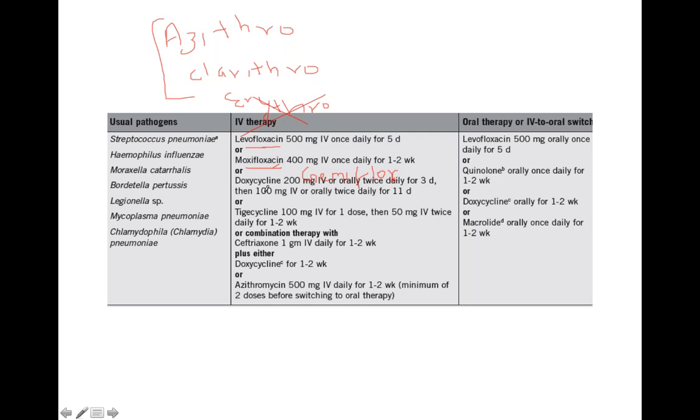Or we can use either respiratory quinolones or a combination of beta-lactam antibiotics plus macrolides. Beta-lactam antibiotics are like ceftriaxone and cefotaxime, plus macrolides like azithromycin or clarithromycin. Doxycycline can also be used. So you can remember this for step 2 and even for step 3: either we use respiratory quinolones or we use a combination of beta-lactam antibiotics plus macrolides, azithromycin or clarithromycin.